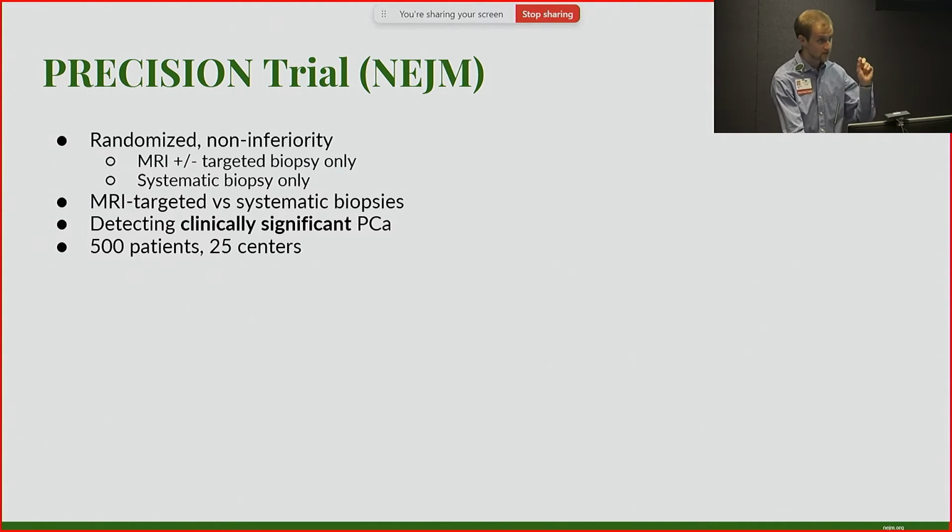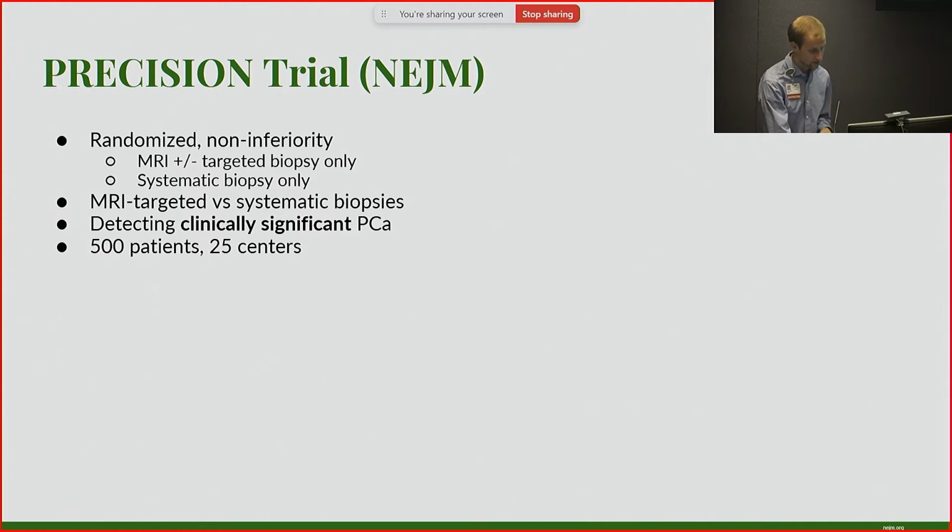And so they were looking at either purely MRI targeted biopsies or purely systematic biopsies, sort of the purely targeted or the older way of doing things. And their threshold was, well, are they detecting clinically significant prostate cancers? So these are typically grade group 2 or Gleason 7 or above.